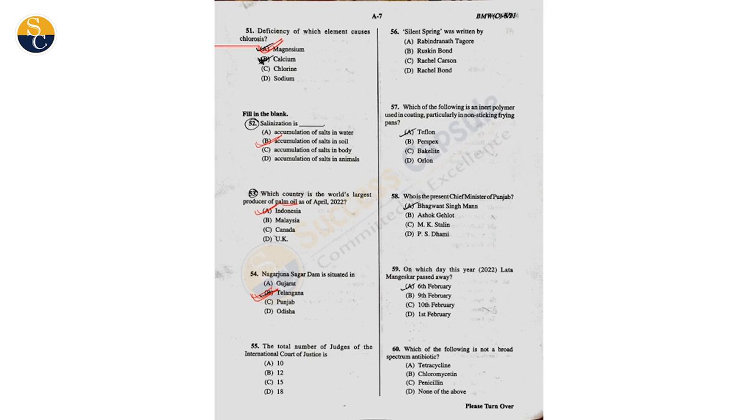Next, the total number of judges of International Court of Justice is 15 and they are elected for a term of 9 years. Next, it was published in 1962 by Rachel Carson. So, C is the correct answer. Next, who is the present Chief Minister of Punjab? Answer is A, Bhagwant Singh Mann.